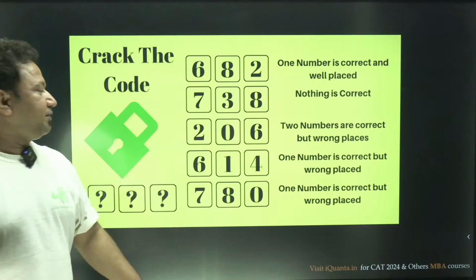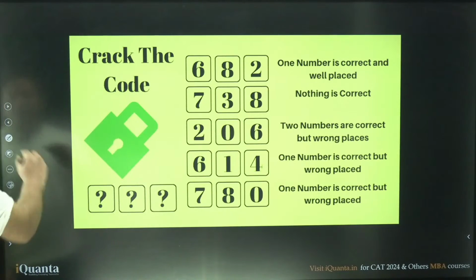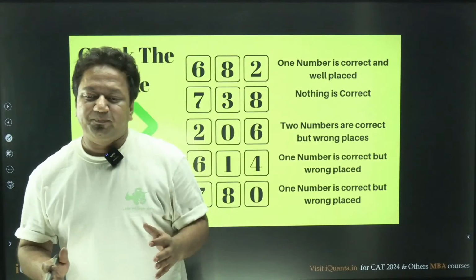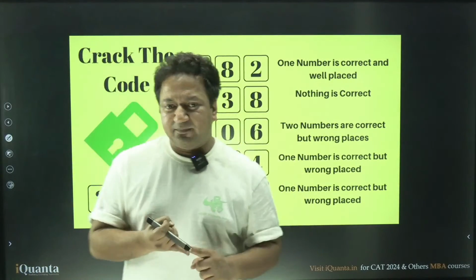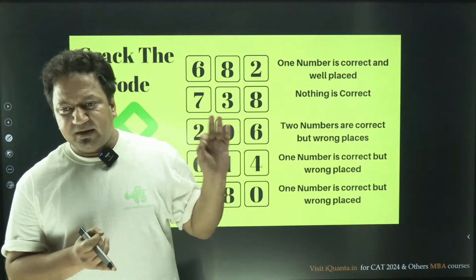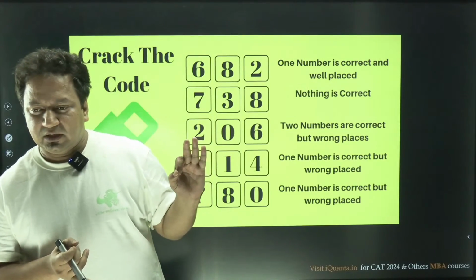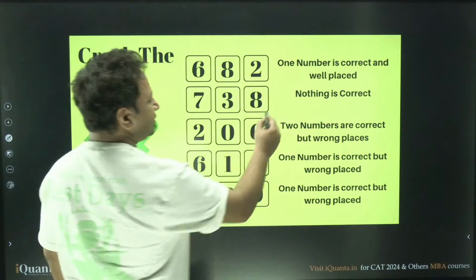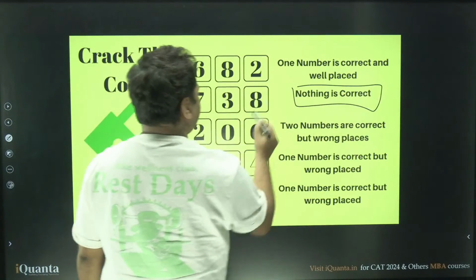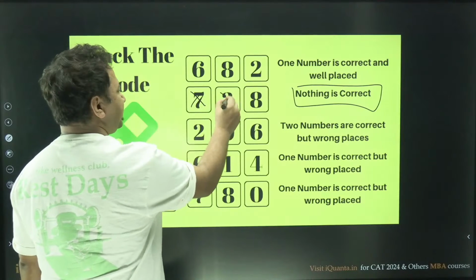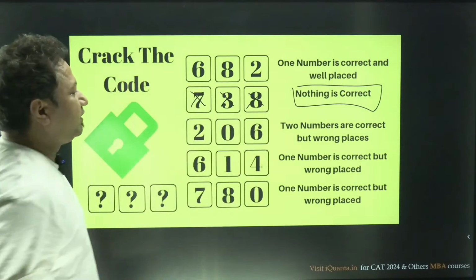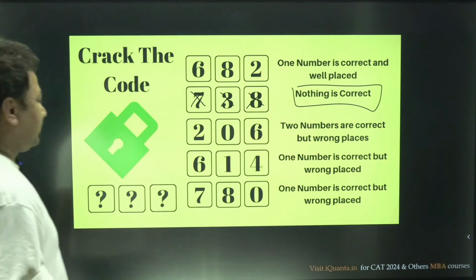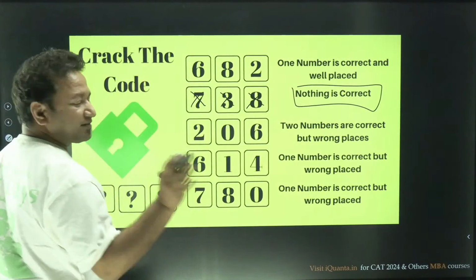Okay, let's do this. So as I told you earlier, we have to look at the statement that is definite. Which statement is definite over here? The second one. Nothing is correct. That means neither 7 nor 3 nor 8 is correct. 7, 3, 8 are incorrect. They're not possible. So wherever we have 7, 3 or 8, we'll just reject that.